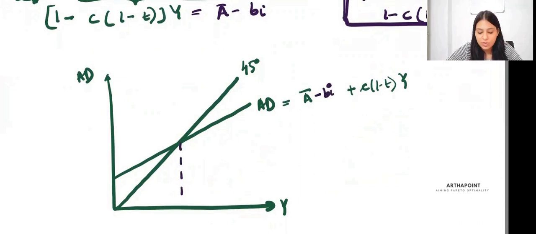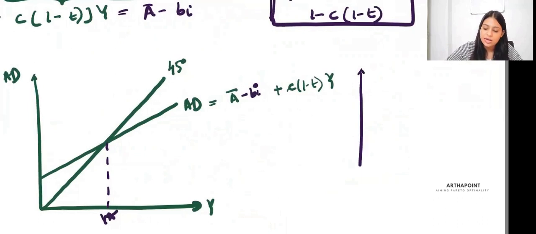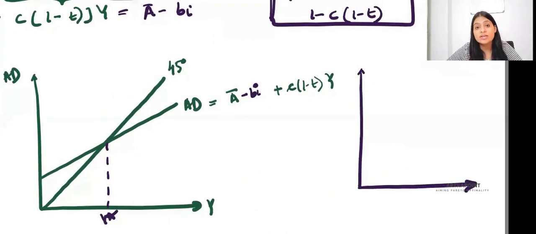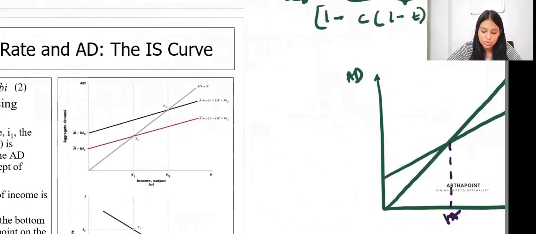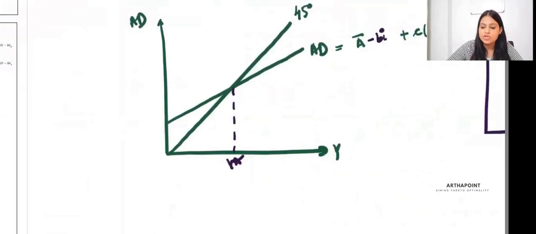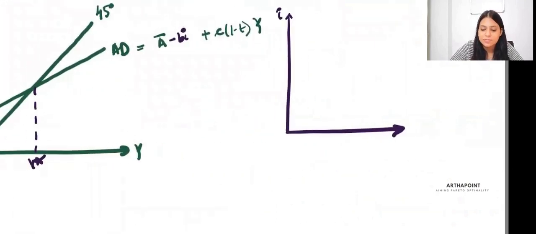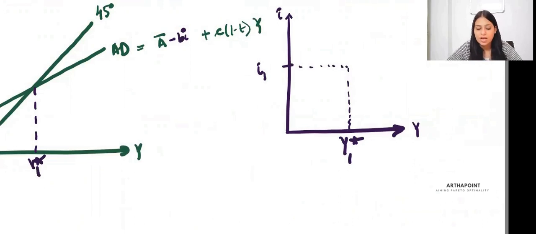This is my equilibrium level of output. I'm going to draw another curve, and this curve is going to be in my IY plane. I'm saying that as long as the interest rate is at a certain level, maybe I1, then the equilibrium level of output you're getting is Y star. Maybe I can name this as Y1 star.